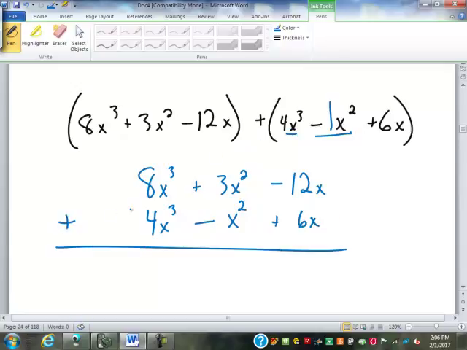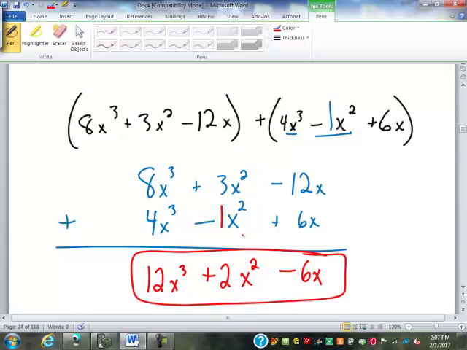And this is addition, so we're adding down the columns. So negative 12x plus 6x is? Negative 6. Negative 6x. Good. 3x squared plus negative 1x squared? Positive 2x squared. 8x to the third plus 4x to the third. Twelve x cubed. Good. Okay.